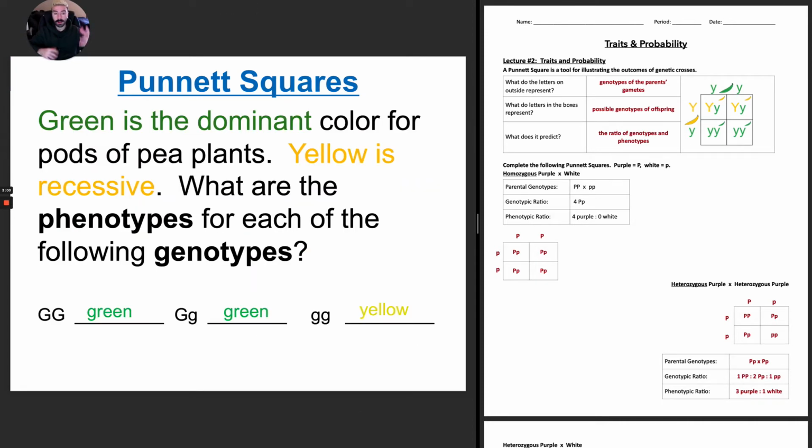Now, this is just another example. If green is the dominant color for pea pod plants and yellow is the recessive color, these genotypes correspond to phenotypes. So big G, big G would be green because it's homozygous dominant. Heterozygous, big G, little g, would also be green because green is dominant. And little g, little g would be yellow because that's recessive. And the only way to show the recessive phenotype is if it's a homozygous recessive genotype.